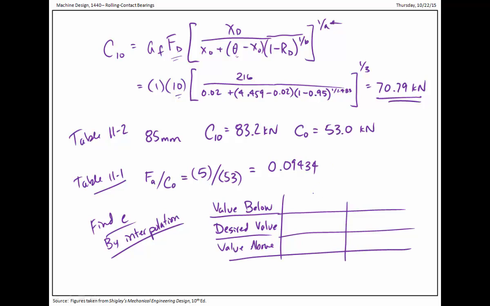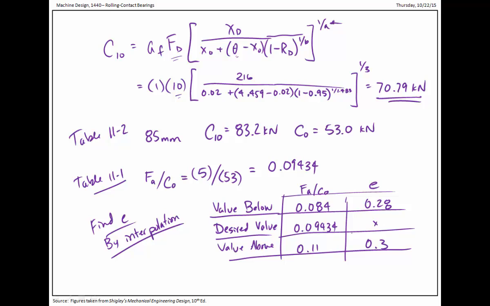And so I have for, I think this is going to be my FA over C0, and above, the next value up is 0.084. Our value is 0.09434, and desired above is 0.11. For the E, we get a 0.28, right? And a 0.3 is our value above.